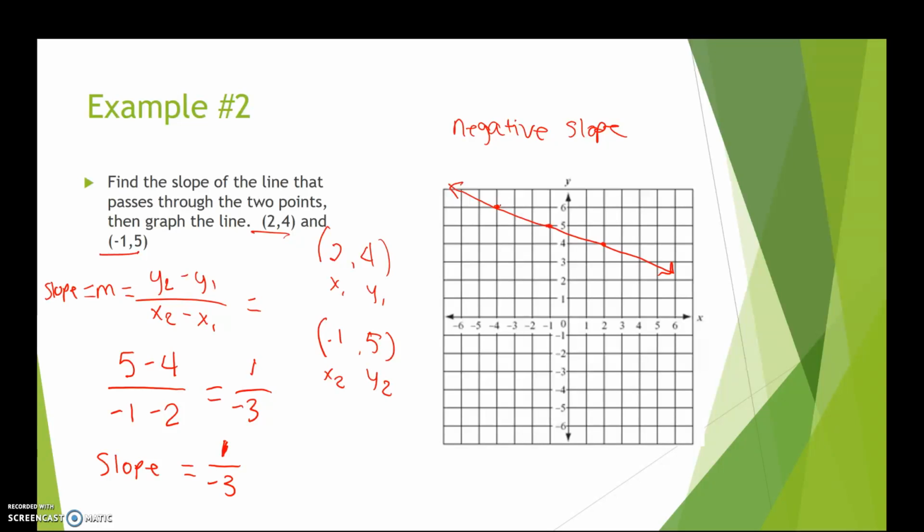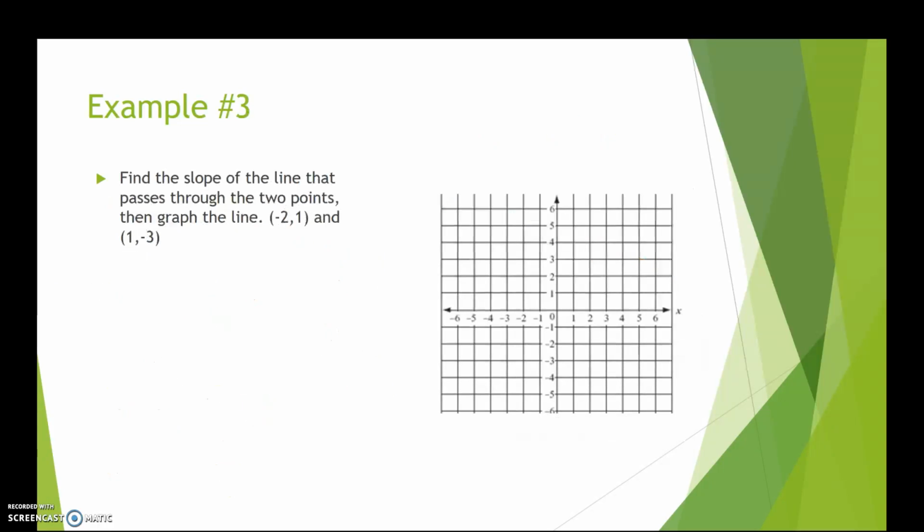So we've worked with positive and negative slopes with these last 2 examples, using that slope formula to help me find what the slope is and graphing it. Example 3. This will be a different kind of slope than what we worked with the last 2 examples. It says find the slope of the line that passes through 2 points, then graph it.